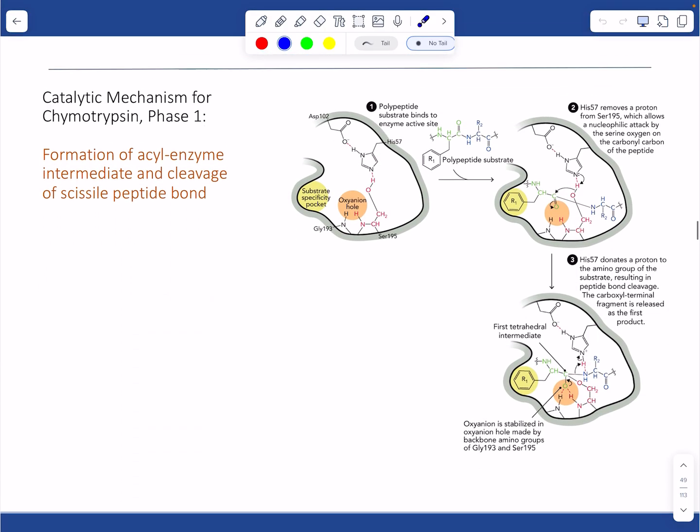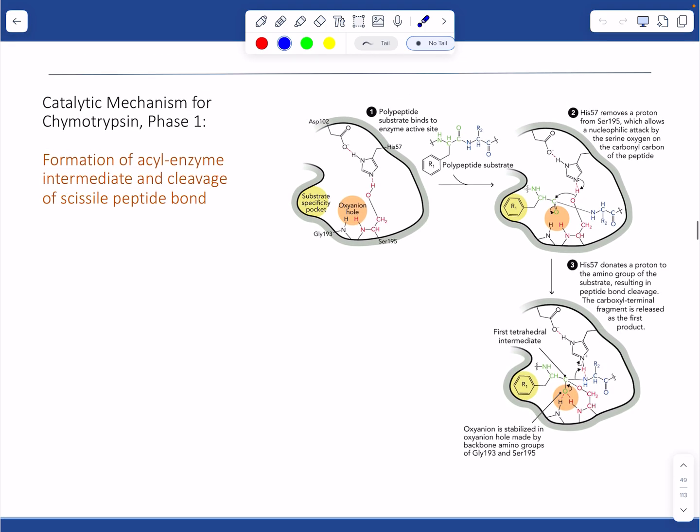All right, so we had gone through just the overview of the mechanism of chymotrypsin, okay? And I mentioned that there were 2 phases, right? So what we're going to start with is going through those phases in detail, and particularly pointing out features of the active site and the catalytic triad that are important for the mechanism.